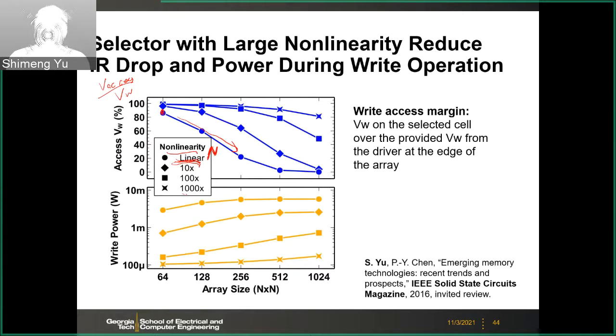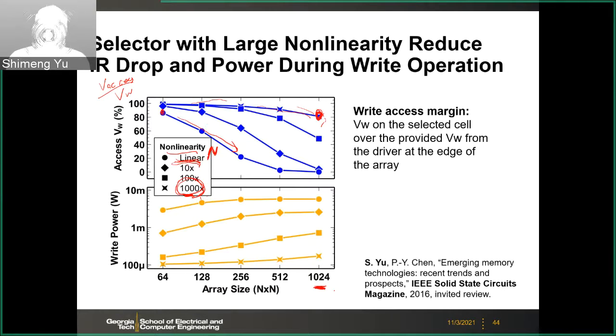So you have to make the nonlinearity ratio like 1000 to maintain the voltage access even for the last cell of the array. A rough guideline is that your nonlinearity number should be at least similar to the array size. If you have a 1000 by 1000 array, then your nonlinearity ratio should be above 1000. This is a rough guideline.